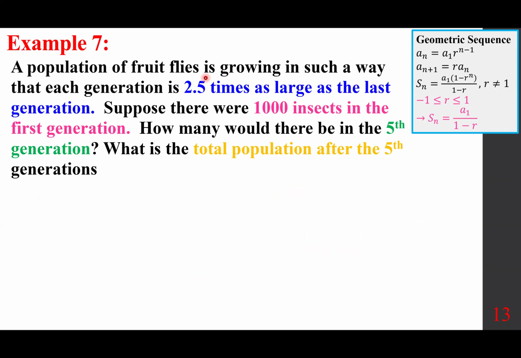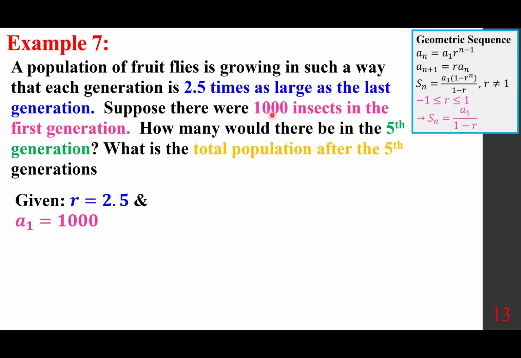A population of fruit flies is growing in such a way that each generation is 2.5 times as large as the last. Suppose that there were 1,000 insects in the first generation. How many would there be in the fifth one? What is the total population after the fifth one? I hope you recognize this as a geometric sequence with R being 2.5 and A1 being 1,000 insects. Why is it geometric? Because it's being multiplied by 2.5.